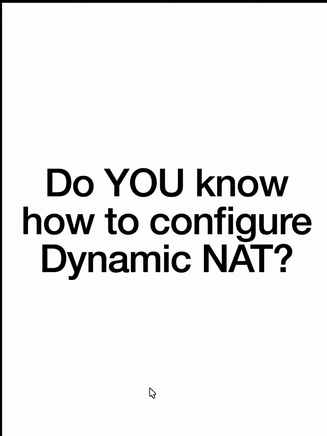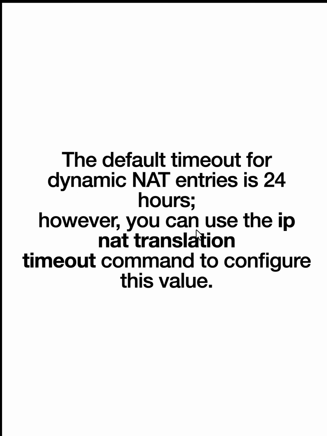So the thing is, do we know how to configure it? Well, don't worry, because I'm going to walk through it. Basically, it's important to know that the default timeout for dynamic NAT entries is 24 hours. You can use the ip nat translation timeout command to configure this value.